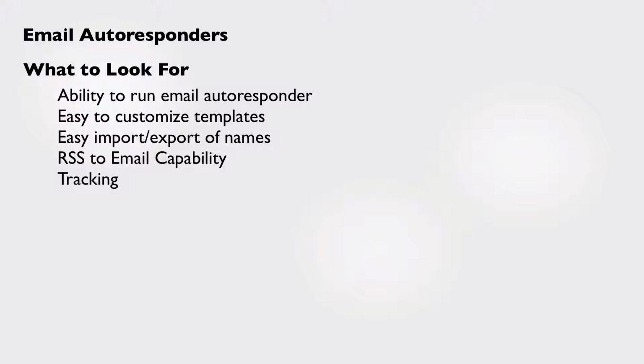The second thing is that you have to have easy to customize templates. You shouldn't have to be a CSS or HTML or a graphic design guru to be able to customize the templates. Also look for WYSIWYG, or what you see is what you get type of templates, and also drag and drop. If you have those features, then it can be very easy for you to create your own templates. You want to look for easy import and export of names. Sometimes you're going to have to import names into your list. Sometimes you want to take the names that are in your list and export them over to someone else. So you just want to make sure that you can do that easily.